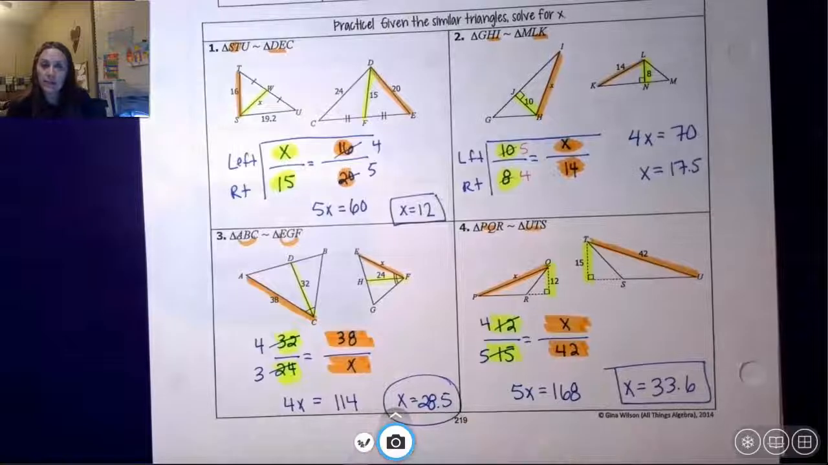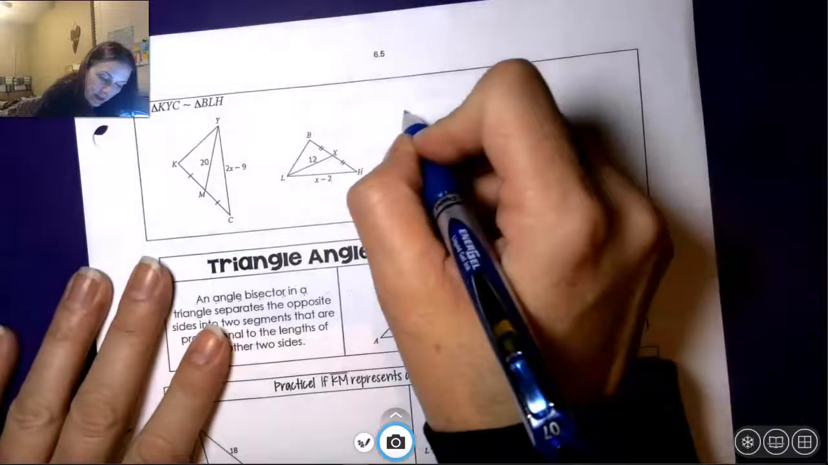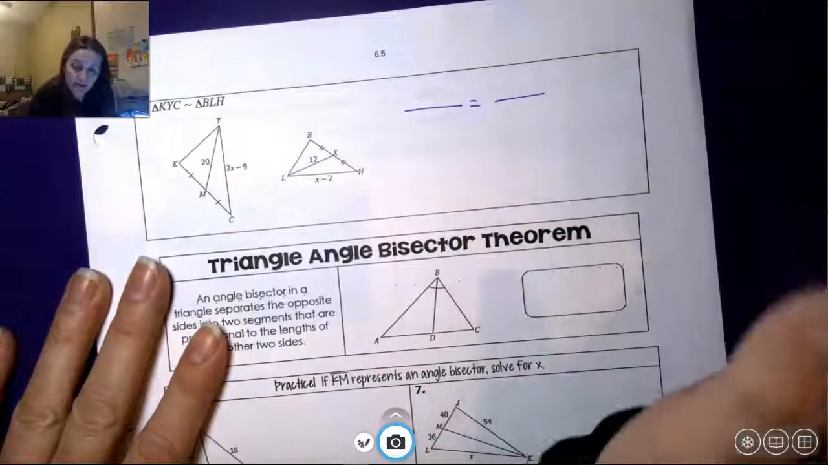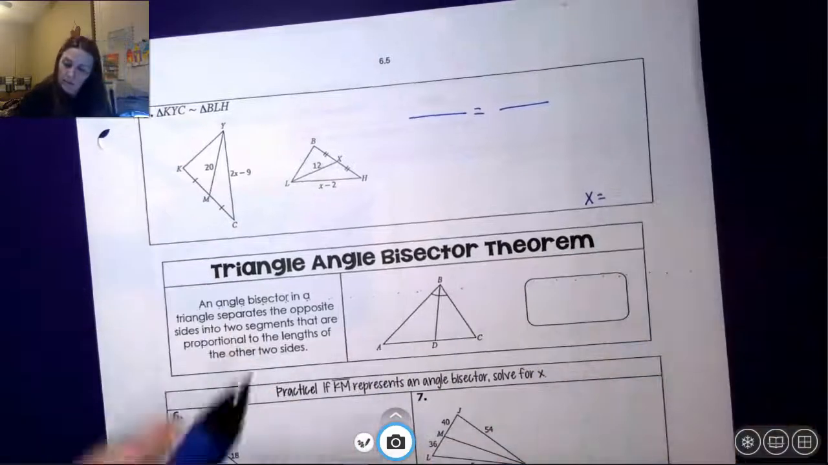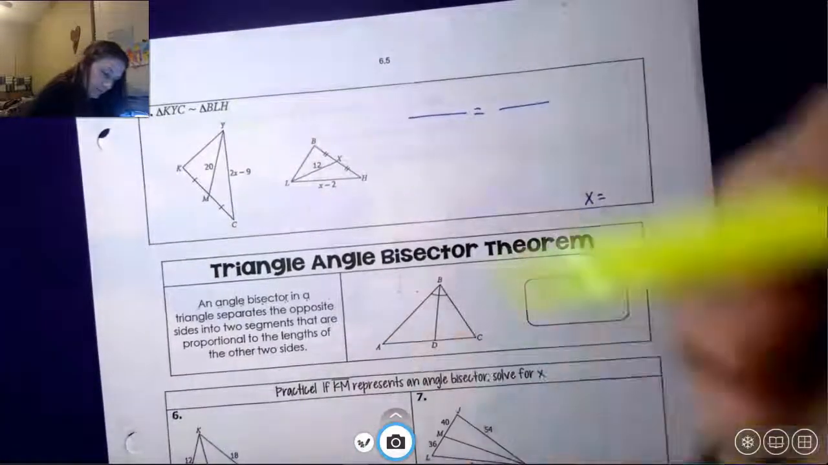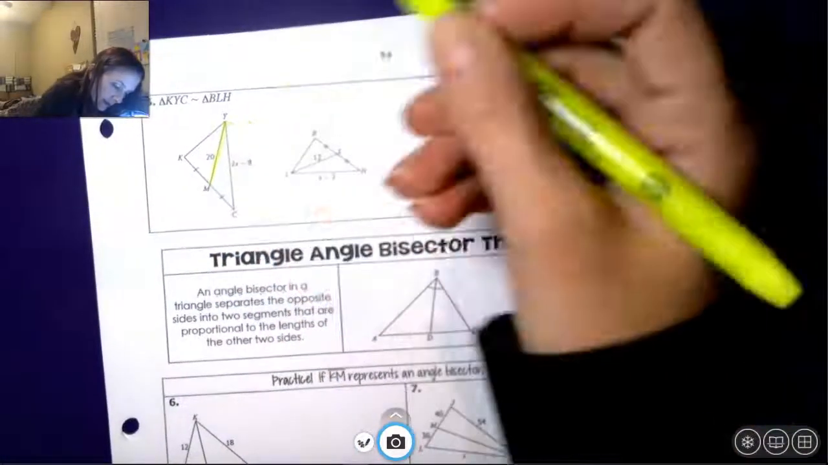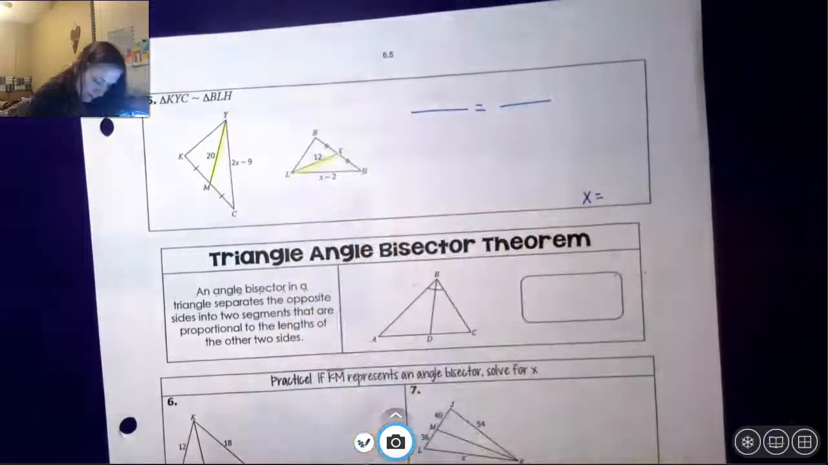Okay, I'm going to pause and go to the next page, but again, a lot of the same stuff. Set it up, cross multiply and divide. Over here, again, you should pause and set it up. See if you can come back and get the right answer. I have 20 and 12, YC and LH.